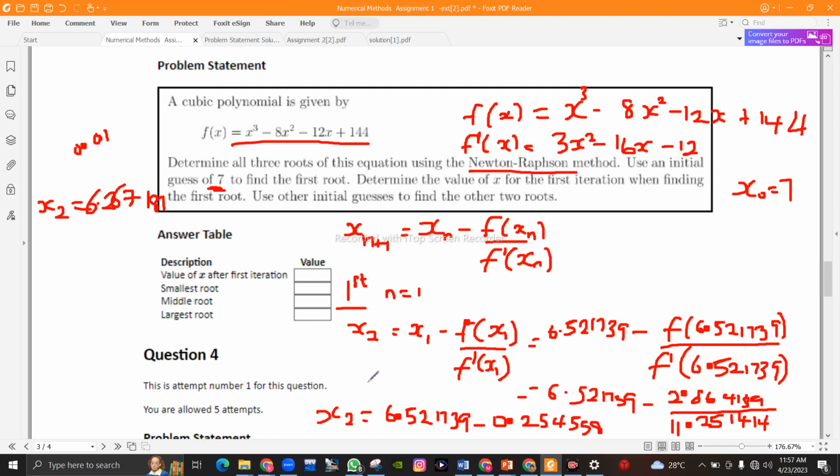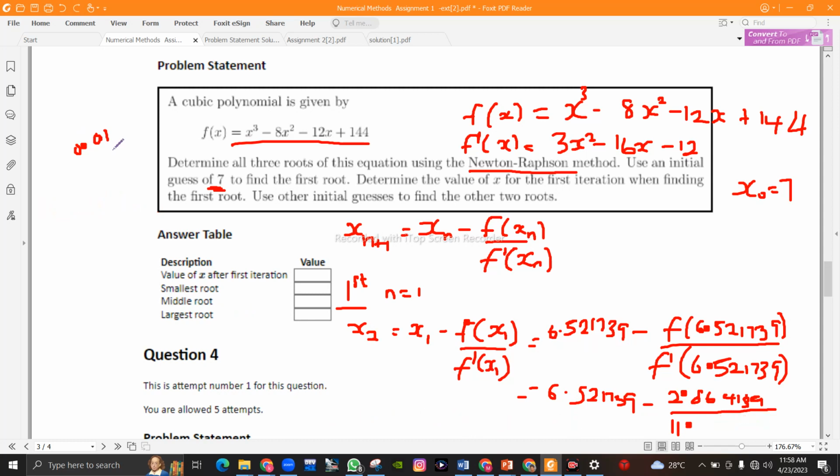So if you compare it with your x1, what's your x1? 6.52. If you subtract this from this, you are going to have an error that is still large. So we have to continue because the error is like 0.3. That error is too high. We want something like 0.00 something. So the error is still high. We have to move to the third iteration.